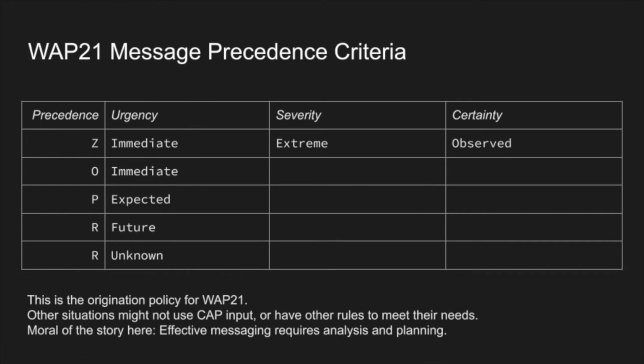For the WAP 21, we created a set of rules based on these values to establish the precedence of the radio messages that we originate. By using the CAP urgency, severity, and certainty elements, we interpret the originator's intent. As we show here, urgency is sufficient for handling all cases except one. When urgency is immediate, severity is extreme, and certainty is observed, we upgrade what would otherwise be immediate precedence to flash.